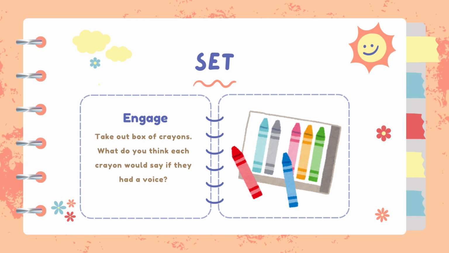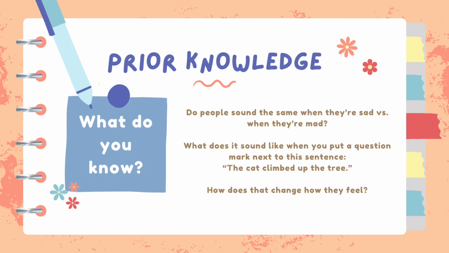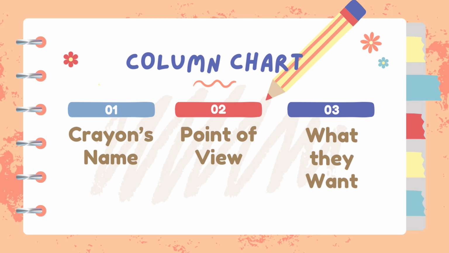To engage the students in the lesson, I will start by having them take out a box of crayons. I will then go around asking them what they think each crayon would say if they had a voice. To assess their prior knowledge of point of view and how emotion and diction change how print is read, I have these questions prepared. They are meant to introduce the story and what they need to be looking out for in the assignments I will be giving them.